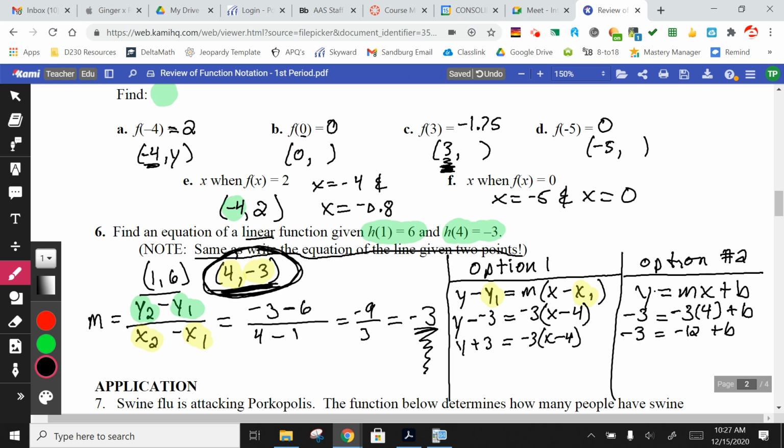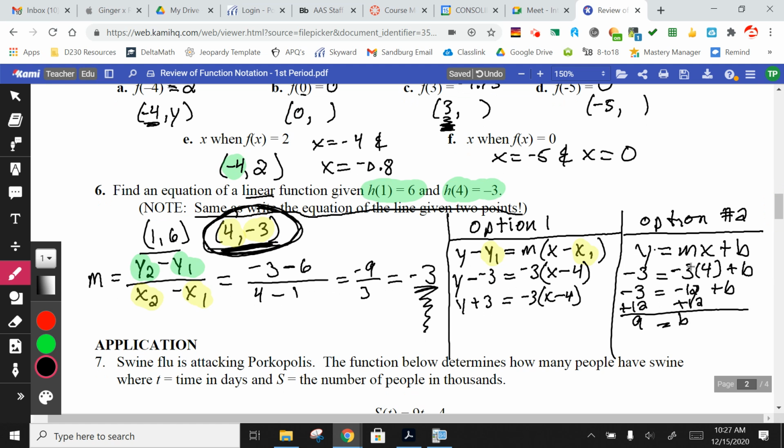So -3 times 4 is -12. To solve this, we're going to add the 12 over. So these will cancel, so the b is 9. What that now allows us to do is write this in slope-intercept form. So now you're going to say y equals the slope of -3, and then we now know that our y-intercept is 9. So that is the answer if we do it this way.